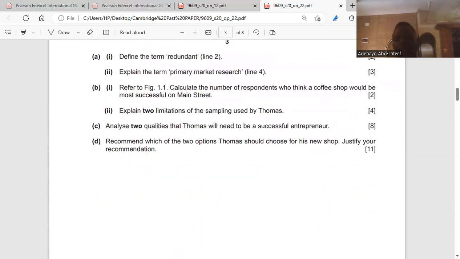So those are the options. We're going to go back to that later on. So the first point is redundancy. What is redundancy? Redundancy means you're surplus to requirements. It means your service is no longer needed within the organization. You're not sacked, but you don't have any job anymore. So you'll be paid redundancy payments. Okay, so redundancy means surplus to requirements.